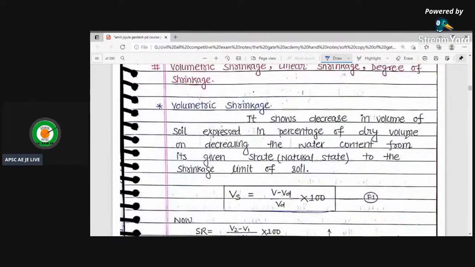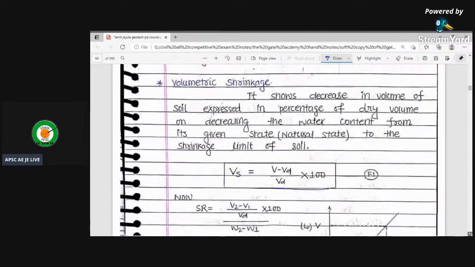Another one is volumetric shrinkage. Volumetric shrinkage shows the decrease in the volume of soil expressed as a percentage of dry volume on decreasing the water content from its given state or natural state. So when compared with the dry volume, it is volumetric shrinkage, that is (V minus VD) by VD into 100.